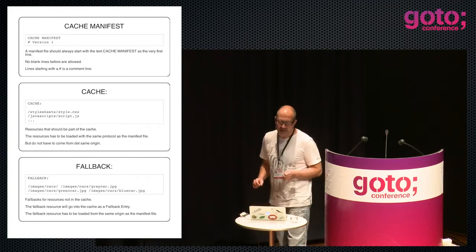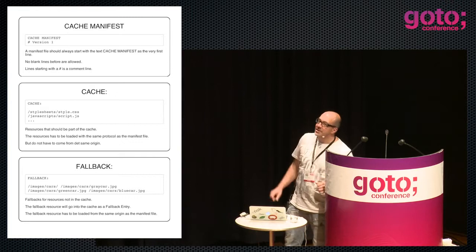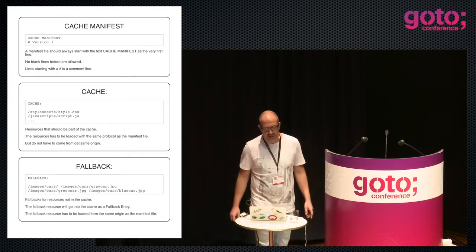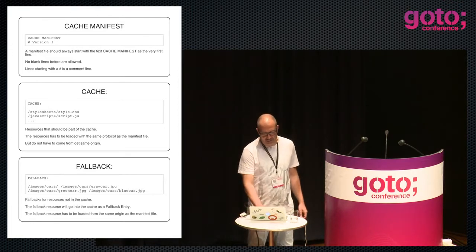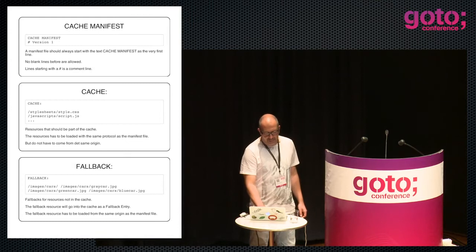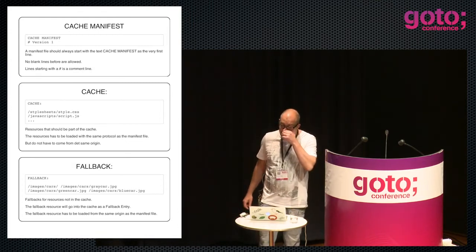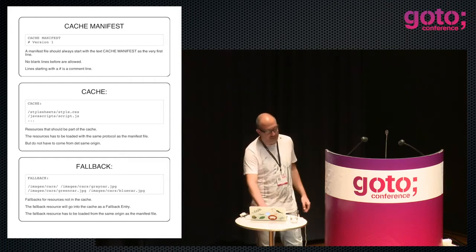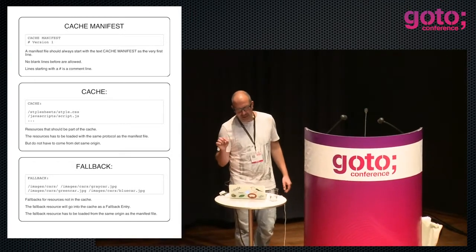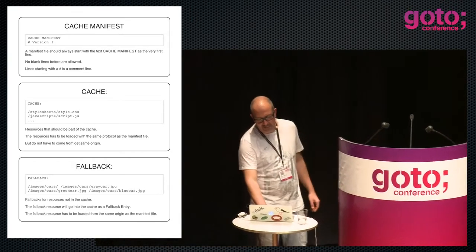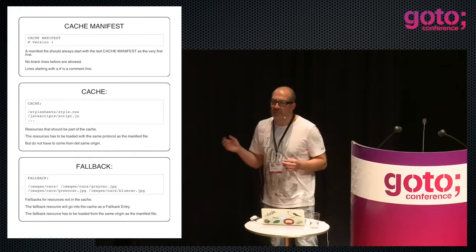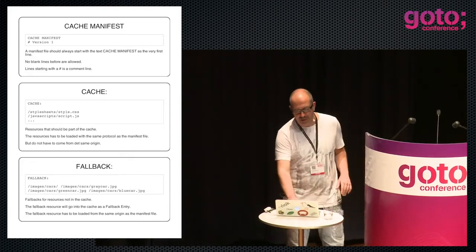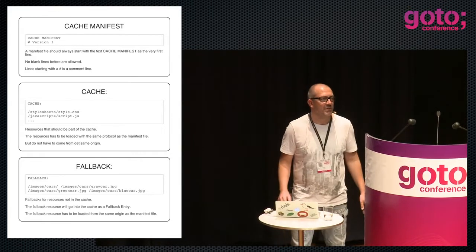So a manifest file consists of four different sections. The first section is a header, and the very first line should read CACHE MANIFEST, and there should be no empty lines above. We do comments with a hash mark. And then we have a cache section, a fallback section, and a network section. I'll go through these in a moment. When serving a cache manifest file, we have to serve it with the content type text/cache-manifest. This restriction is about to be dropped, but in the implementations now in both Chrome and Firefox, we have to give the right MIME type or it won't be treated as a cache manifest file.